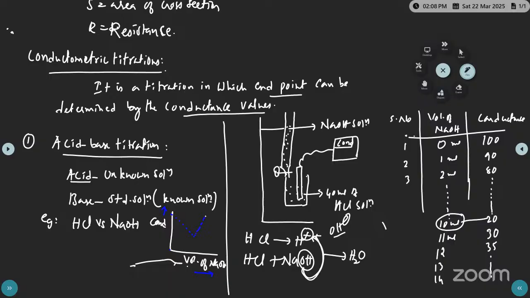ఇలా వస్తుంది. సో the shape of the curve is V shape. ఎలా వస్తుంది? V shape లో వస్తుంది. So this indicates what? This indicates the end point. ఇదేమి ఇండికేట్ చేస్తుంది? ఎండ్ పాయింట్ ని ఇండికేట్ చేస్తుంది. So this point indicates end point. At this point, this is the volume, and at this point, this is the conductance. Okay, so like that we can draw the graph of conductometric titrations. Okay, so this is about the conductometric titration.